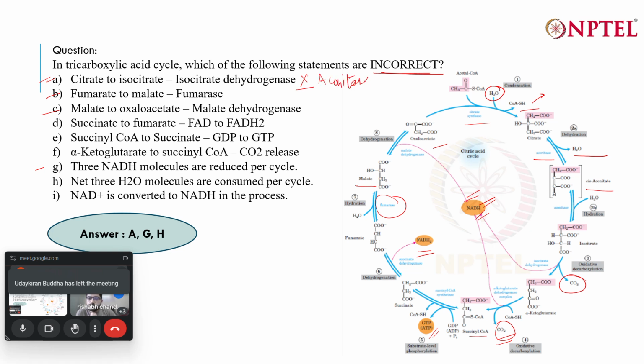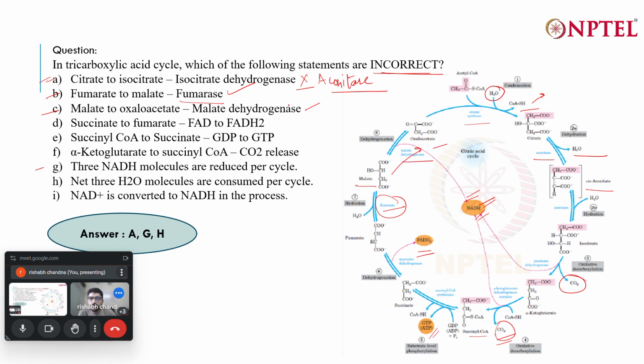Okay, then fumarate to malate, it's fumarase. So yes, this is correct, because from fumarate to malate, fumarase is involved. Then malate to oxaloacetate, malate dehydrogenase is involved. Yes, this is correct.